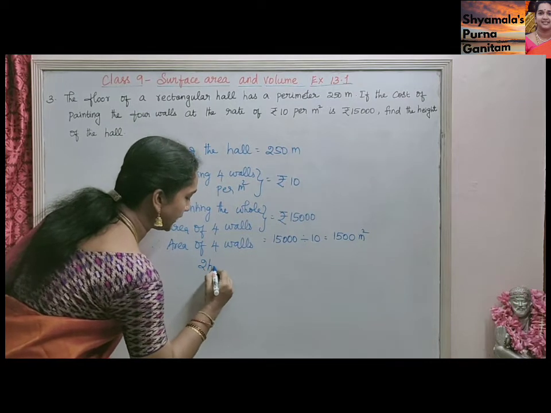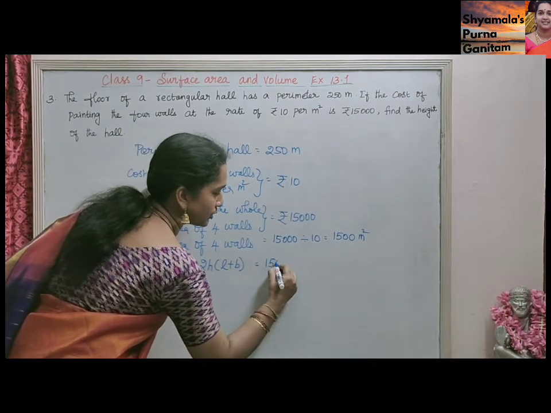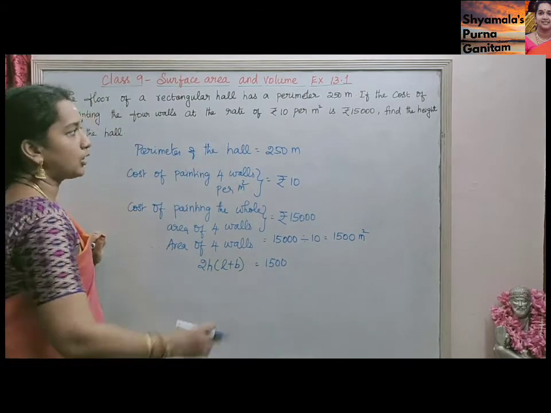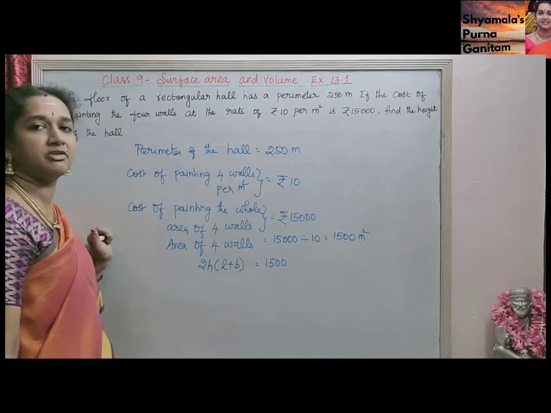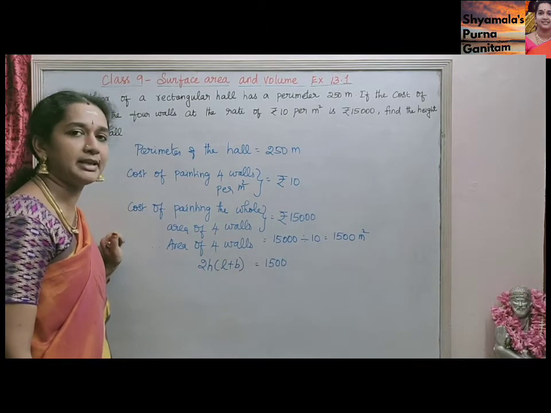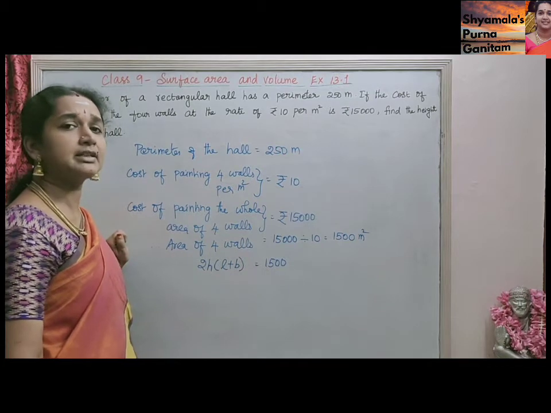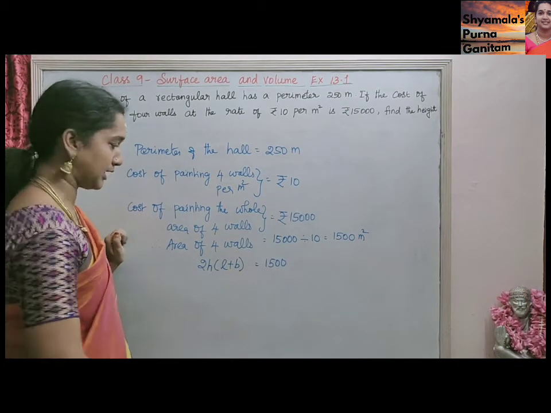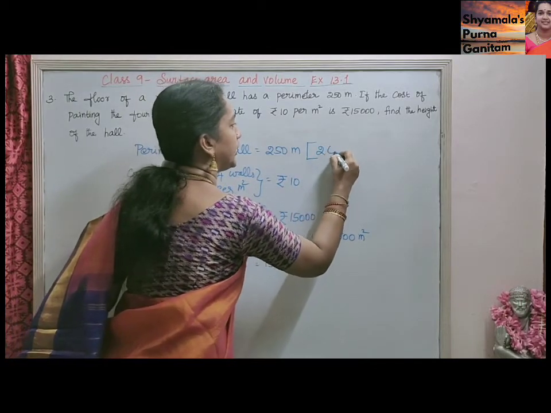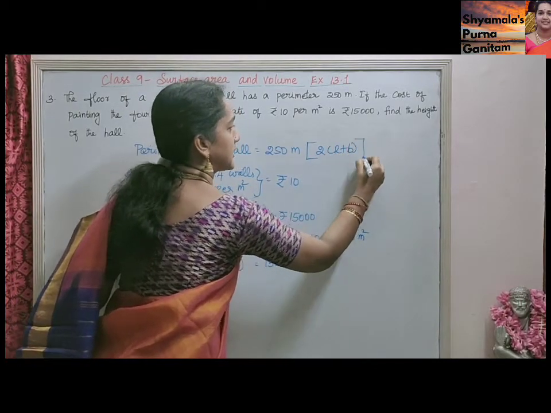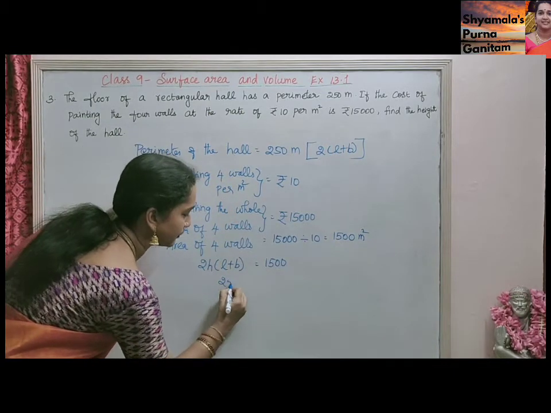So 2h into L plus B is equal to 1500. In this question, the perimeter of the hall is given as 250. What is perimeter? Perimeter is 2 into L plus B. This is the perimeter. So, 2 into L plus B is given as 250.